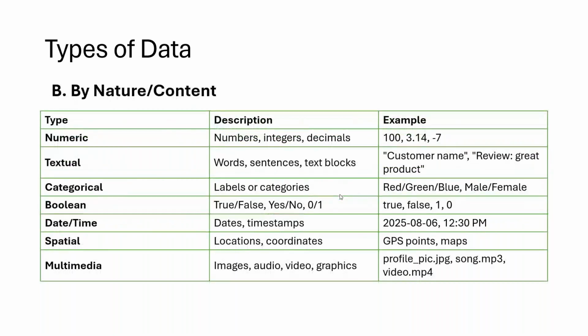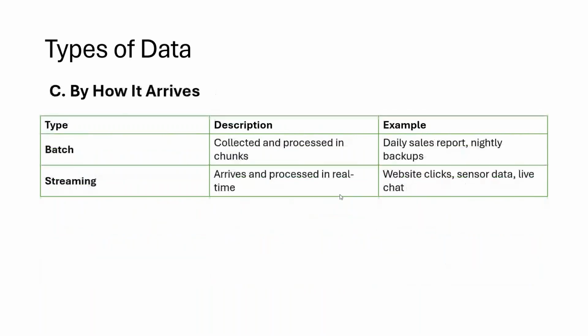But if you look at it by the nature of the content, it can be numeric data, textual data, or categorical data. Categorical data means red, blue, green, male, female. There is also Boolean data, date and time data, spatial data like GPS points and maps, and multimedia data like images and videos. So these are the types by nature of the content.